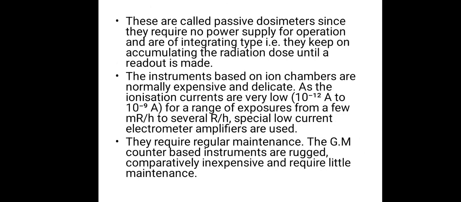as the ionization currents are very low, 10 to the power minus 12 ampere to 10 to the power minus 9 ampere. For the range of exposure from a few mR per hour to several R per hour, special low current electrometer amplifiers are used. The GM counter based instruments are rugged, relatively inexpensive and require little maintenance.